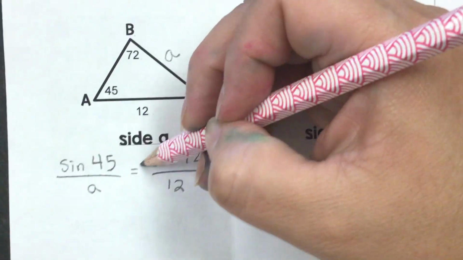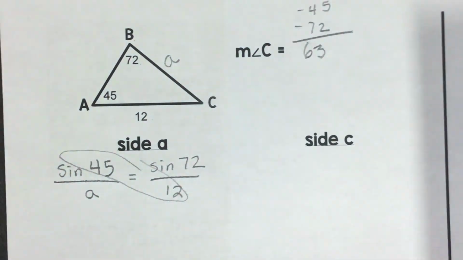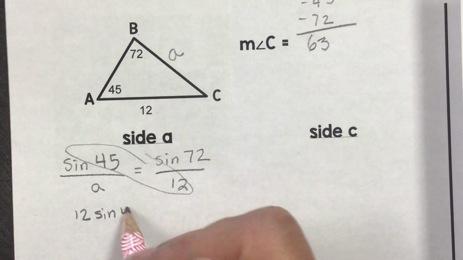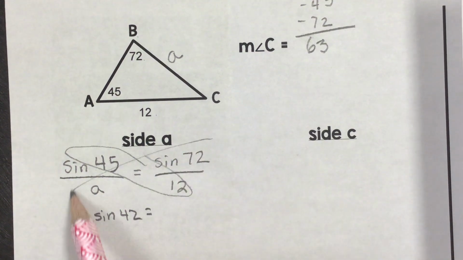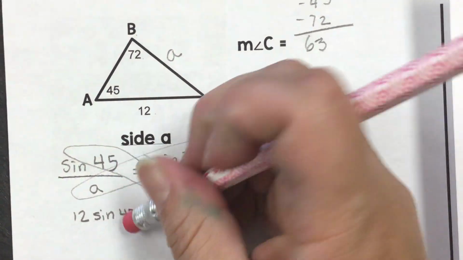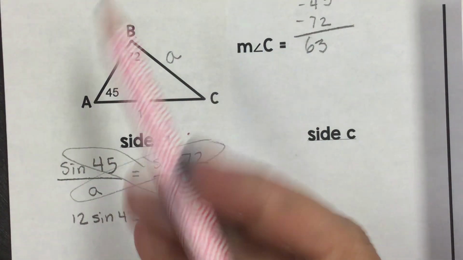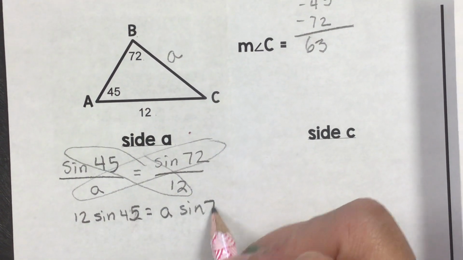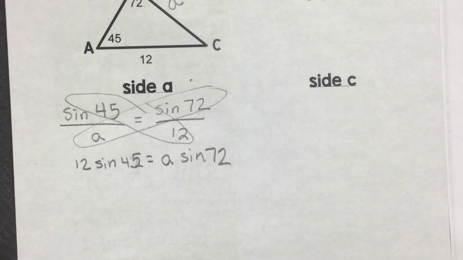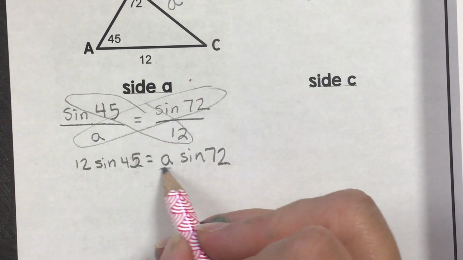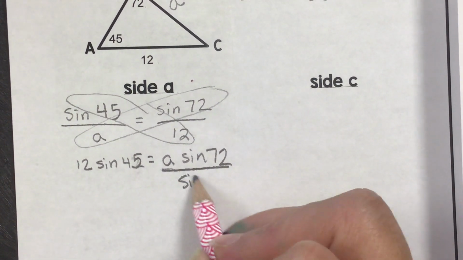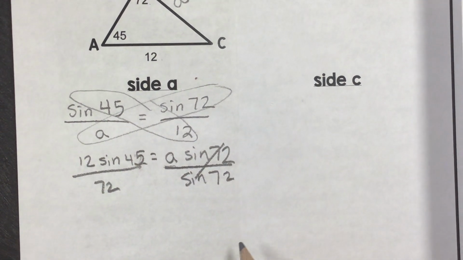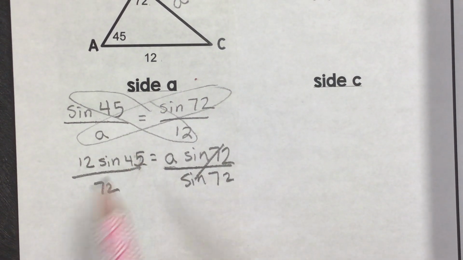We're going to cross multiply. I have sine of 45 and 12, and we write it as 12 sine of 45 is equal to A sine of 72. We're looking for the A, remember, so we're going to have to divide by sine of 72 on both sides. And this is what you put in the calculator.